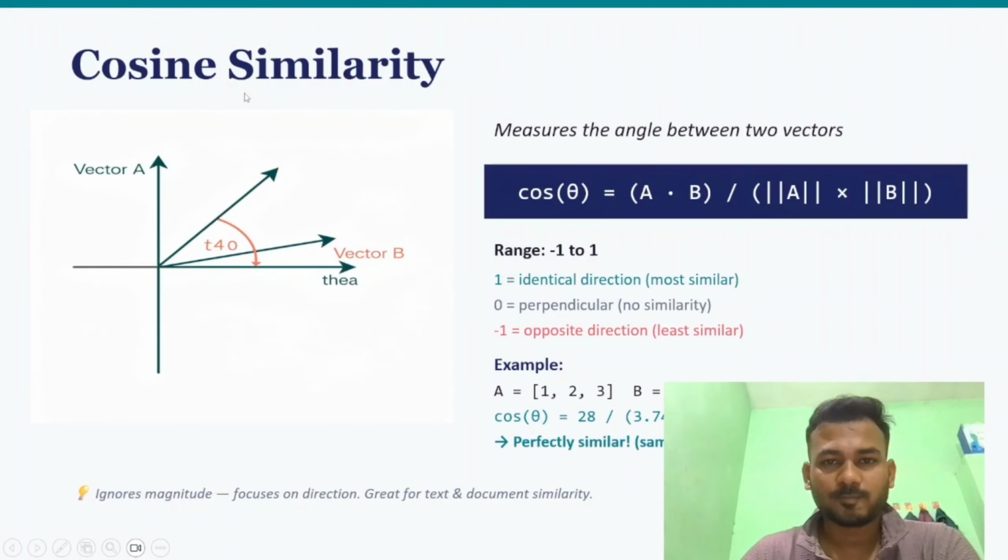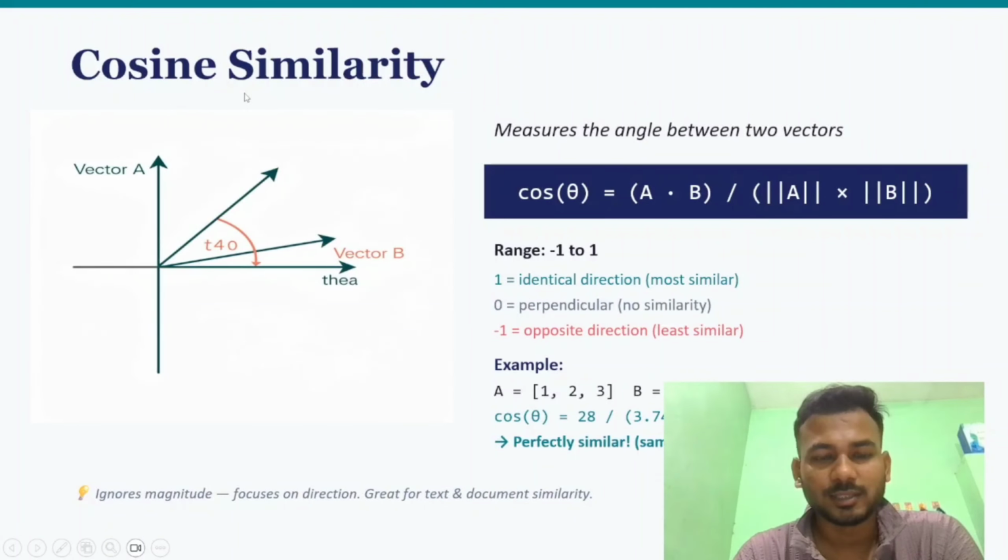Cosine similarity, in layman's terms, is the angle between two vectors. If the angle between two vectors is near 0, then you are likely to say that the vectors are in a similar direction. So cosine similarity basically gives you the direction of two vectors. It doesn't care about the magnitude. It only cares about the direction.